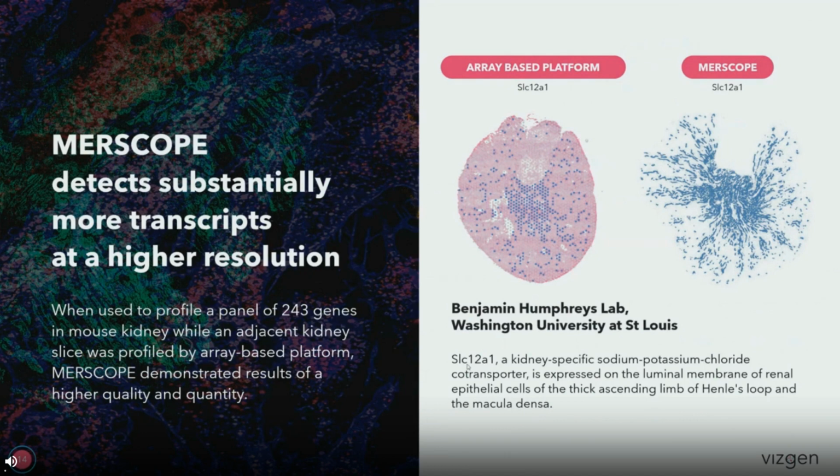And hopefully by just looking at these two pictures on the slide, you can see the striking difference in terms of the detection efficiency and resolution. With the array-based platform, you only see a couple of grid spots, while with MERSCOPE, you can clearly see where SLC12A1 is expressed and the elaborate structure it labels in the mouse kidney. So in other words, the high detection efficiency and resolution provided by MERSCOPE really enables spatial profiling of genes inaccessible by other spatial technologies available on the market at the moment.